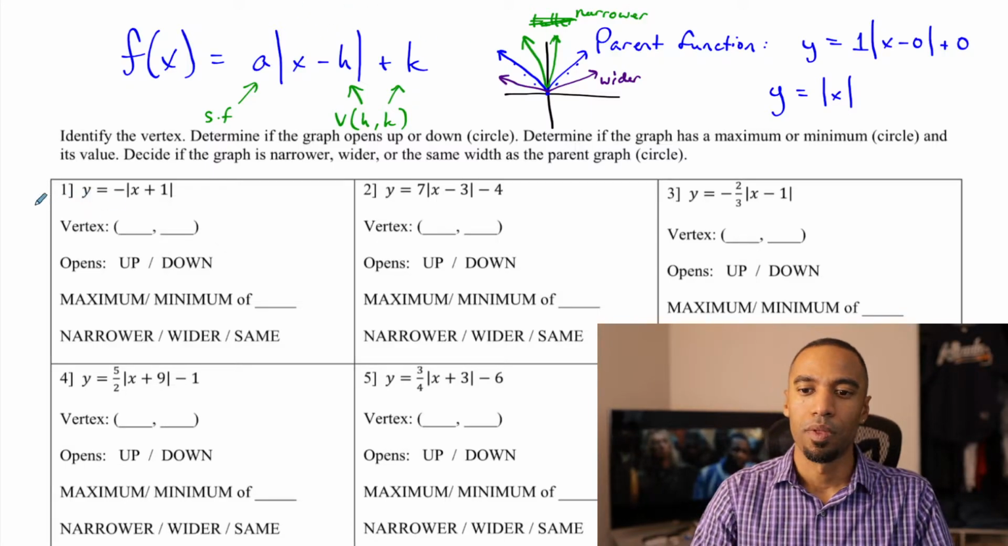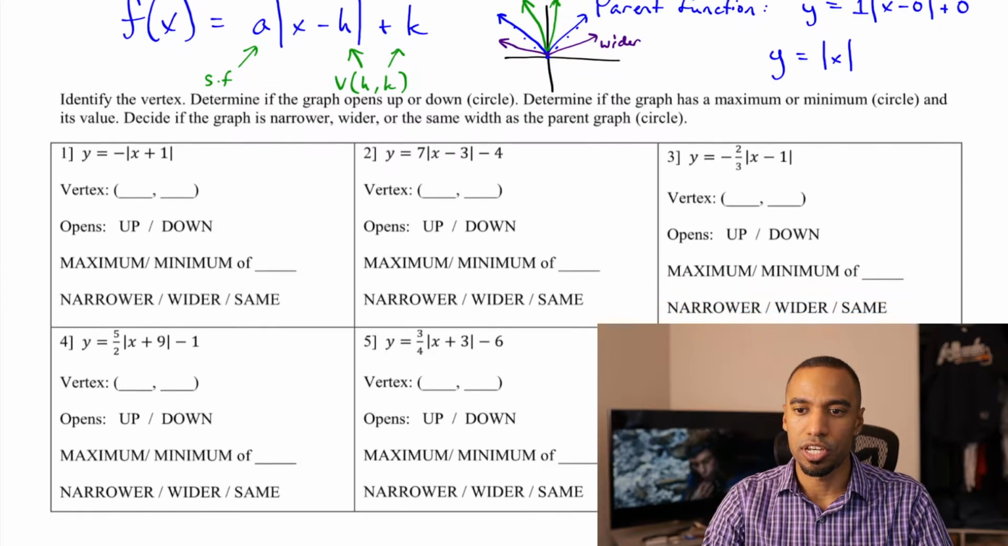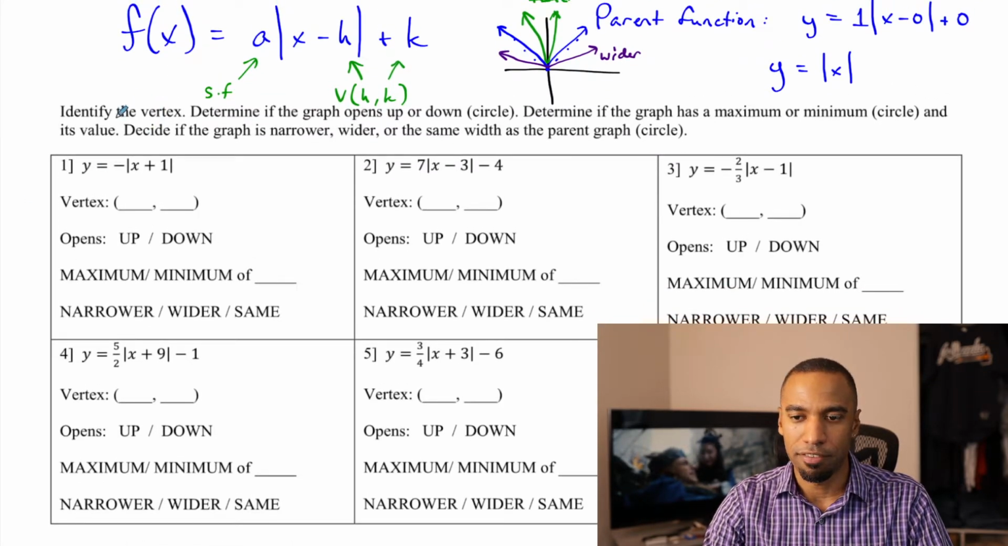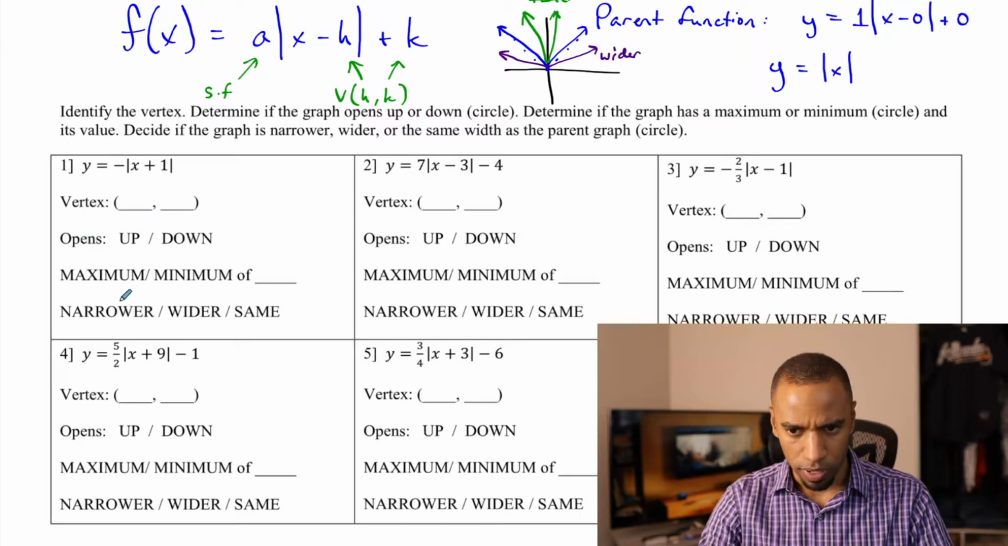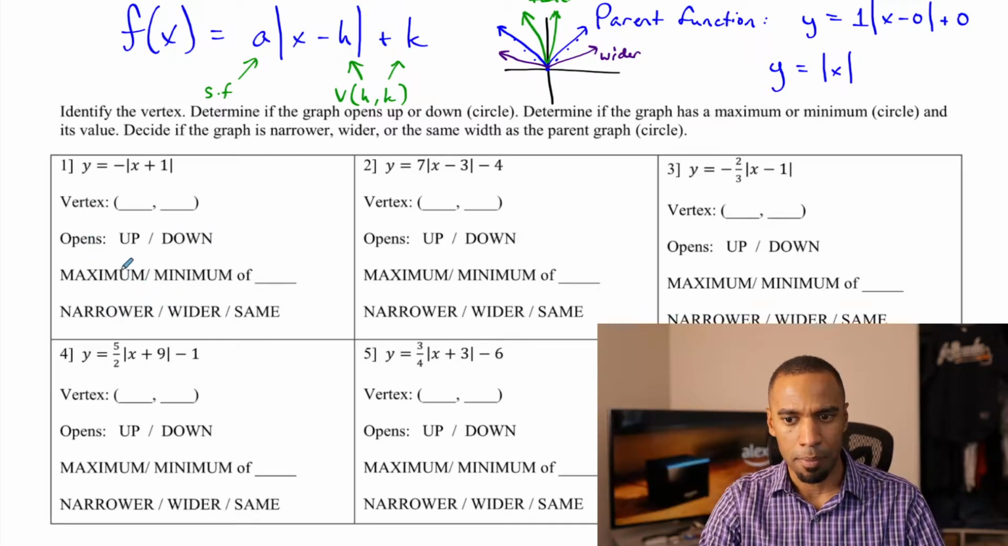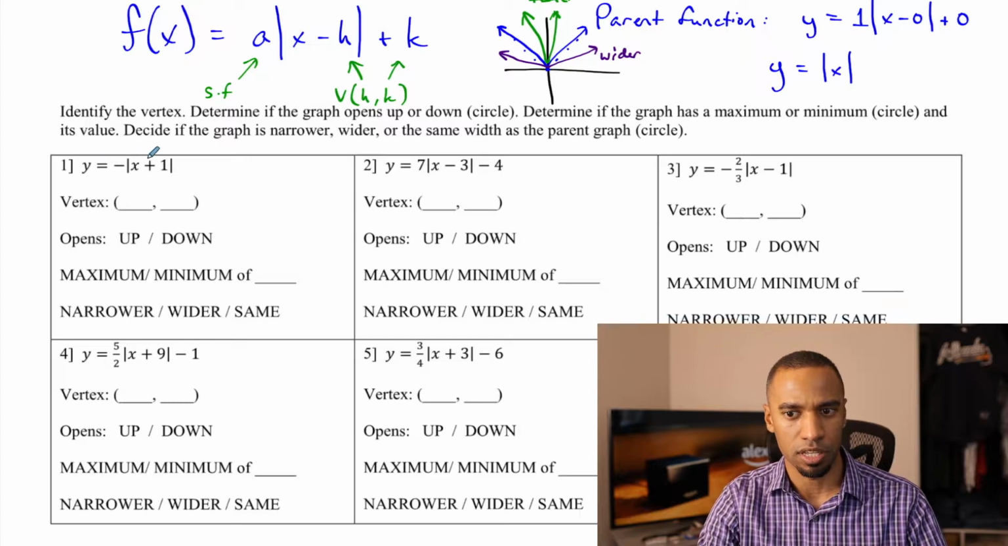Okay, here we go. So numbers 1 through 6 here, we are going to do the following. We're going to identify the vertex, the location, determine if the graph opens up or down, all these things. We're going to answer all these questions here, and I'll kind of make mention of how you can know what these are based on the information.